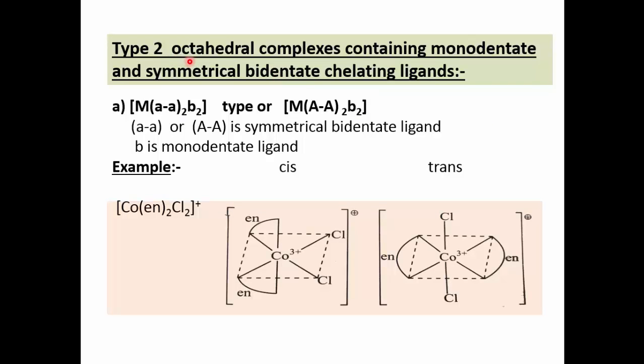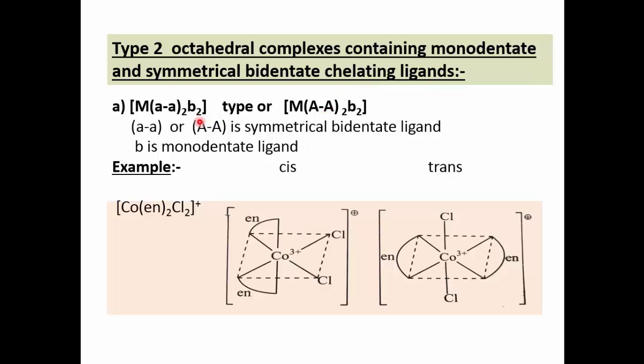Up till now we have discussed, all ligands are monodentate. Let us see in this type, octahedral complexes containing monodentate and symmetrical bidentate chelating ligands. Monodentate ligands are attached to central metal ion along with symmetrical bidentate chelating ligand. That means bidentate means two donor atoms, symmetrical means same two donor atoms are present in the ligand, and at that time there is formation of heterocyclic ring or chelate. Therefore that ligand is called symmetrical bidentate chelating ligand.